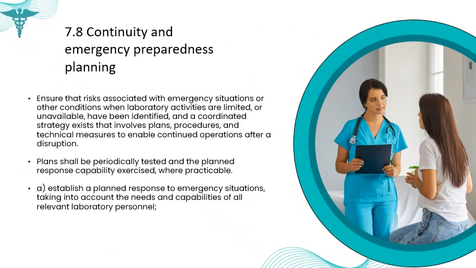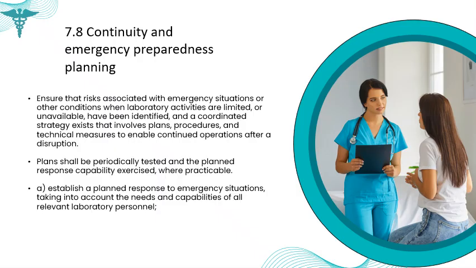Continuity and emergency preparedness planning. The laboratory shall identify risks associated with emergency situations or other conditions in which laboratory activities may be limited or unavailable. To ensure resilience, a coordinated strategy shall be in place that includes plans, procedures, and technical measures designed to support the continuation of operations following a disruption. These plans shall be periodically tested, and the laboratory's response capability exercised whenever practicable.